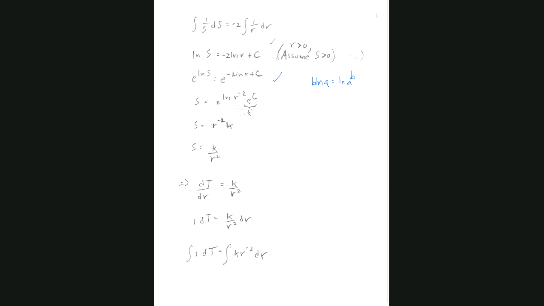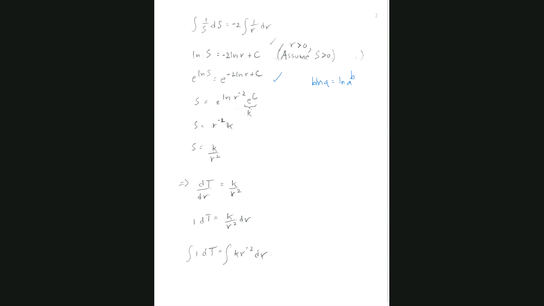Now e to the c I'm going to call k. And then I have e to the log of r to the negative second, and that's r to the negative second. So s is equal to k over r squared. S is equal to k over r squared. Are there any questions so far? All right, s is equal to k over r squared.